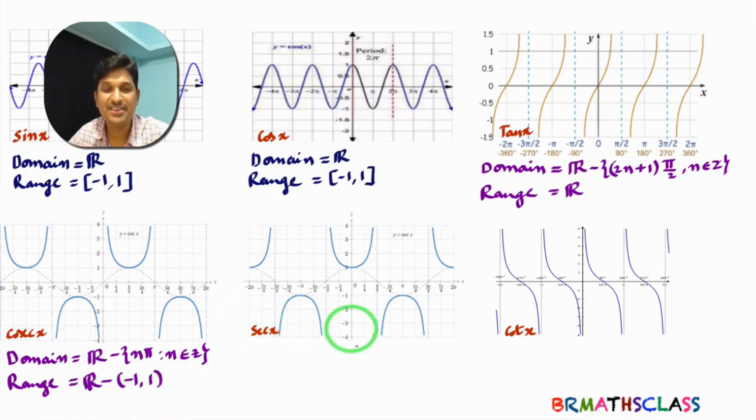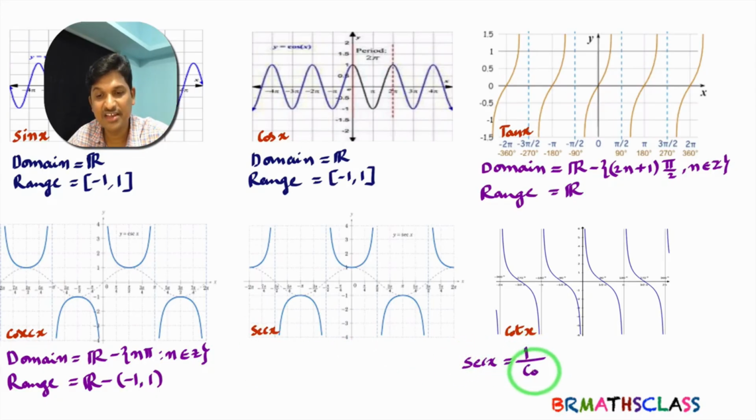Okay, it's about secant x. Secant x can be written as 1 by cos x. Yes, correct. Whenever cos x is 0, then secant x is not defined. Like tan x only. Tan x is also sin x by cos x. Whenever cos x is 0, at that time tan x is not defined. So the domain for tan x and secant x are both the same.